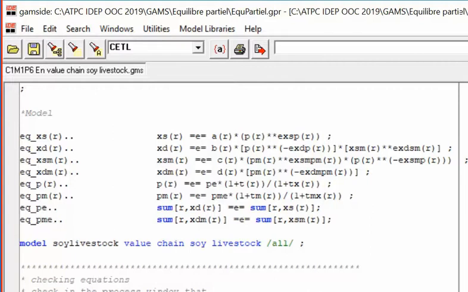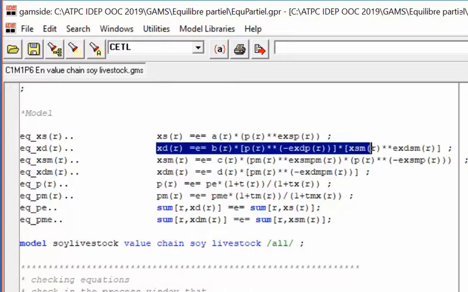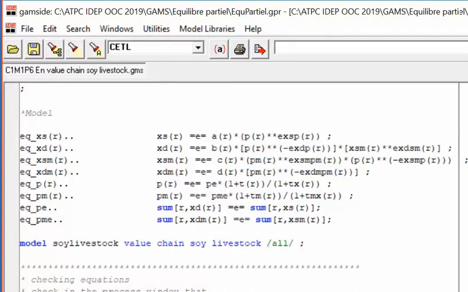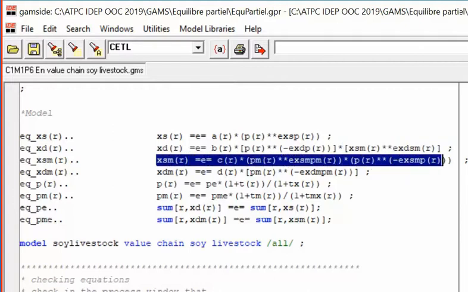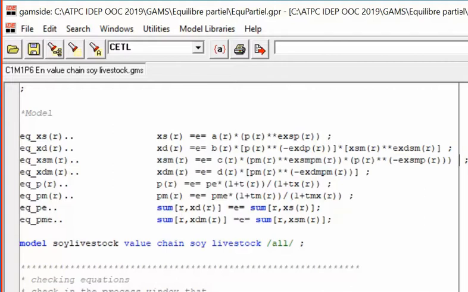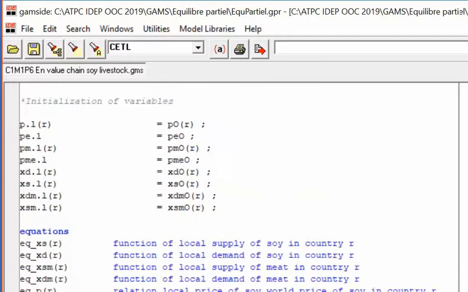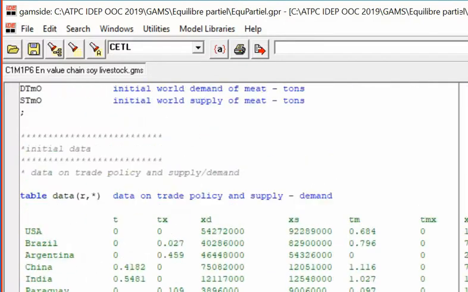So in fact the only difference is in the specifications of the demand for soy, which depends here on activity in the meat sector, positively. And also you've got the supply function of meat, which depends not only on the price of meat, local price of meat, according to an increasing relation, but also the price of the input, which is soy, according to a decreasing relation. So in fact the program is not very different from the previous one.